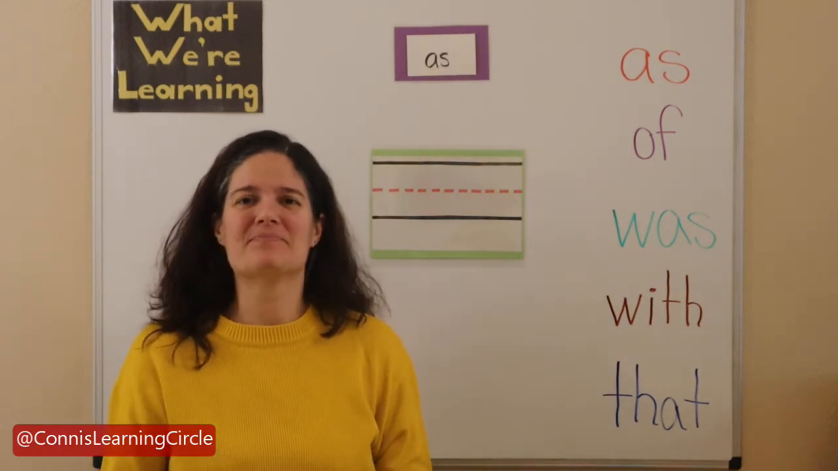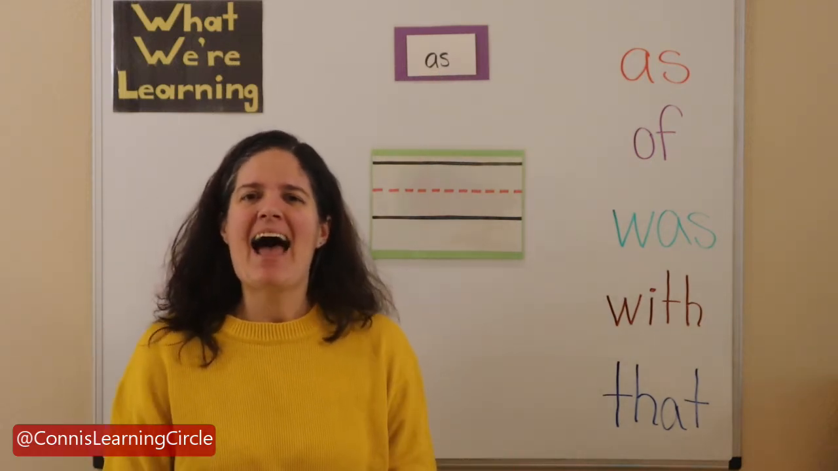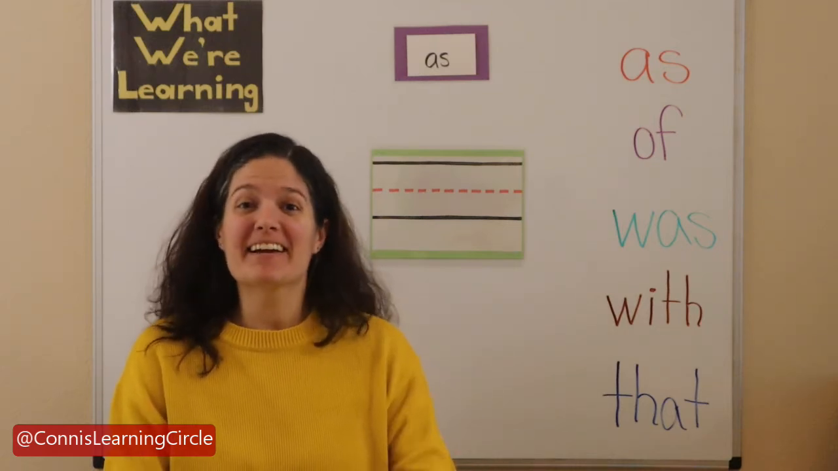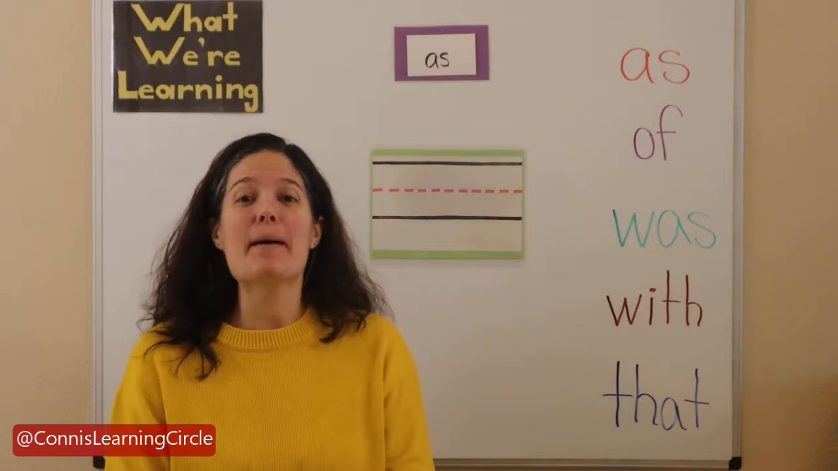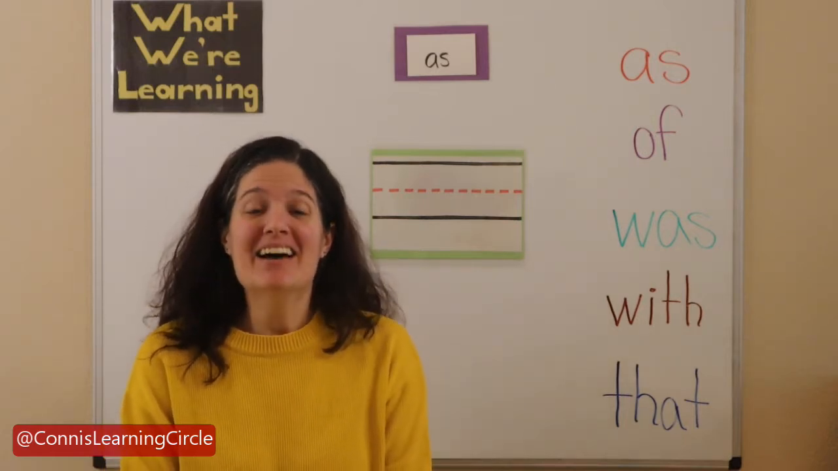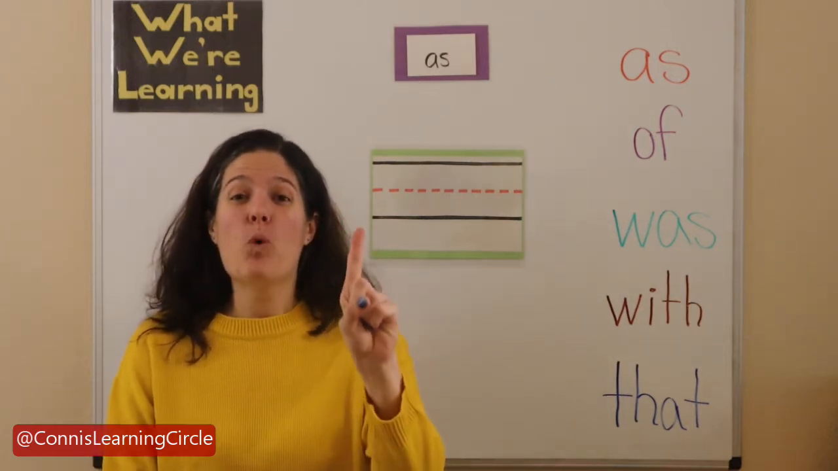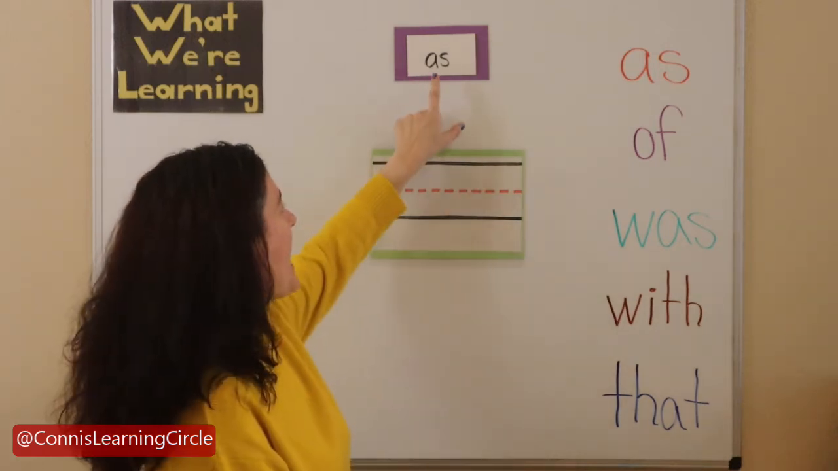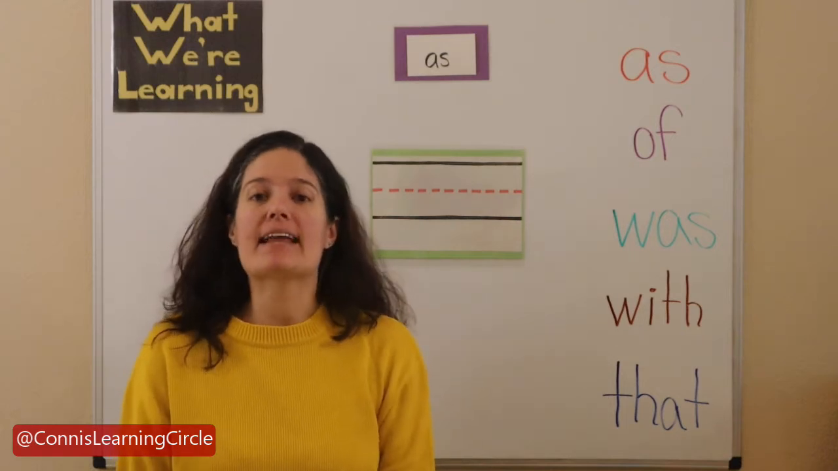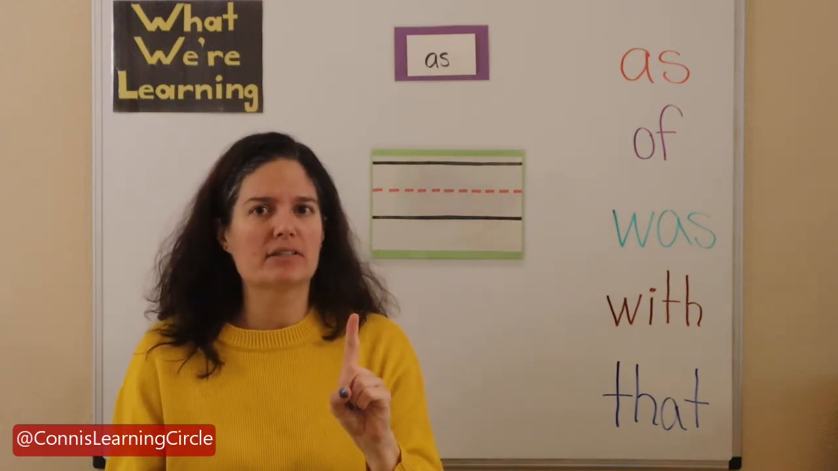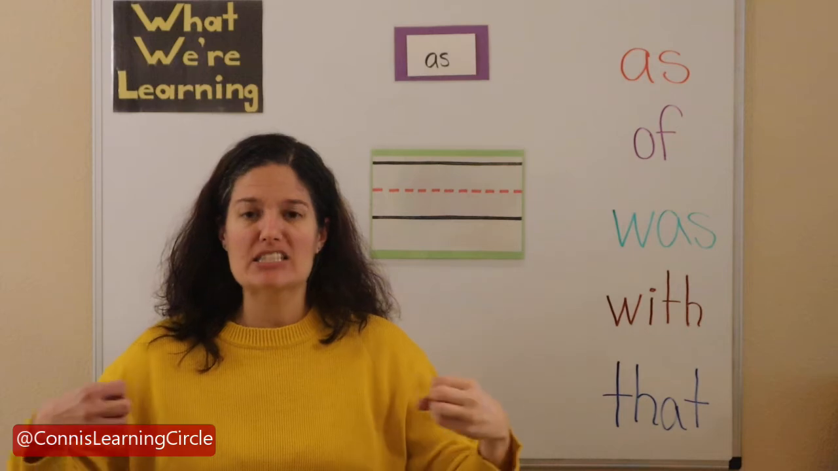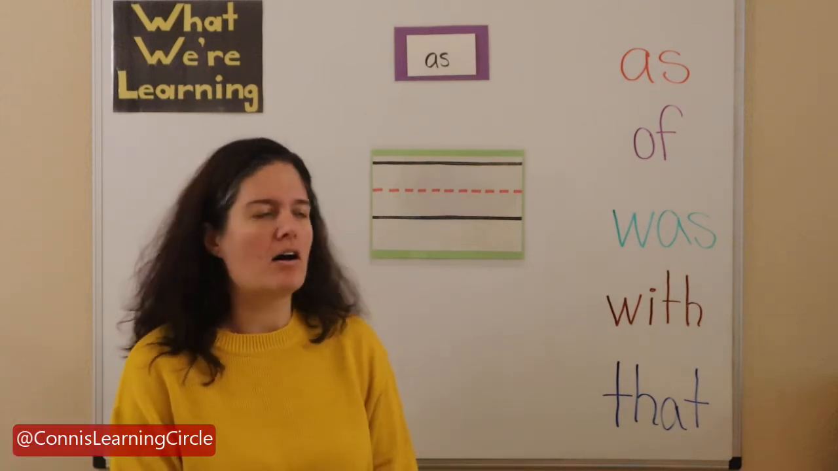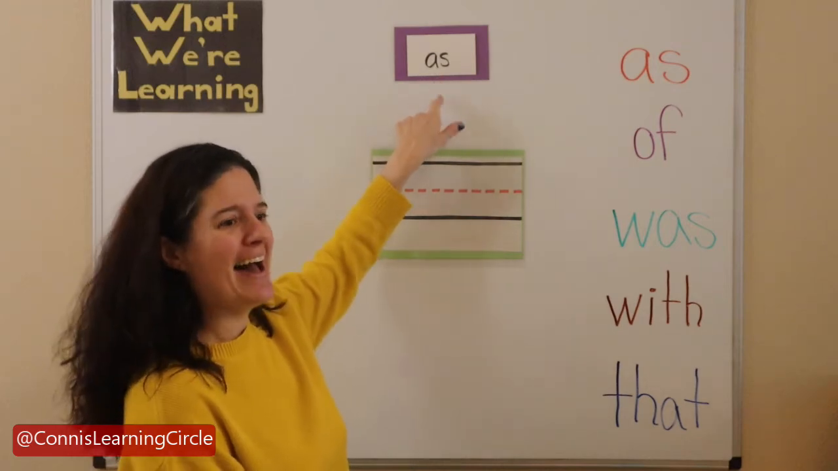Okay, here we go. As. How many times did I clap my hands? Very good. One time. And that means what? That's right. That means there is one syllable, one sound building block in our word as. All right. Now, we know it has one sound building block. Let's stretch that sound out and see if we can figure out the letters that make our word as.